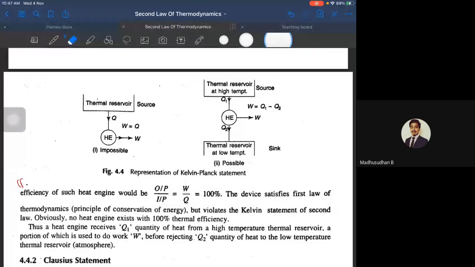Yes, Nilesh, continue, please. The device satisfies the first law but violates the Kelvin statement of the second law. Obviously, no heat engine exists with 100% thermal efficiency. Exactly. Thus, a heat engine receives Q1 quantity of heat from a high temperature thermal reservoir, a portion of which is used to do work W before rejecting Q2 quantity of heat to the low temperature thermal reservoir, which is nothing but your atmosphere. Okay. Any doubt in the second law of thermodynamics?